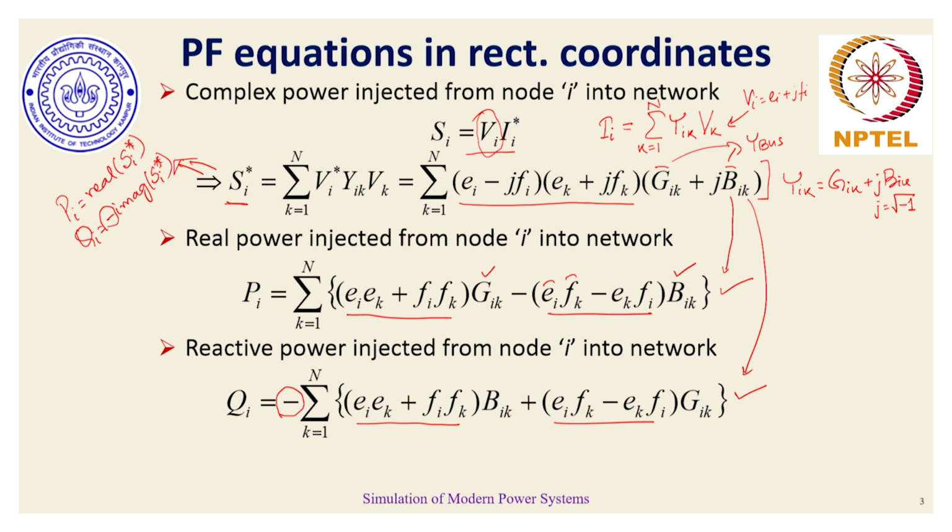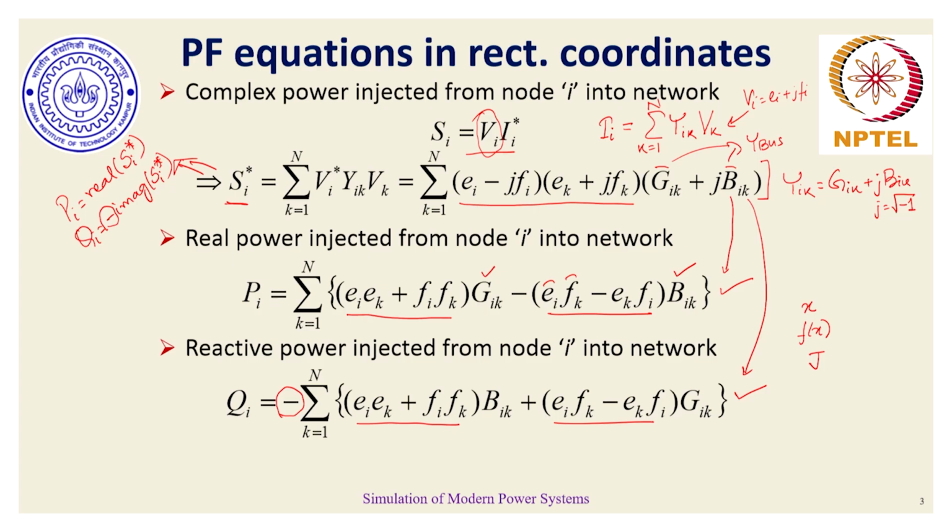And hence, as you can see, if P's and Q's are quadratic expressions, it is evident that the unknown vector has to now change. The mismatch or power flow equation vector f of x now has to change, and the corresponding Jacobian also has to change.